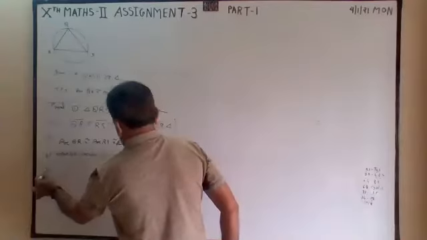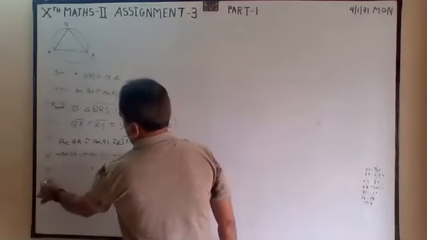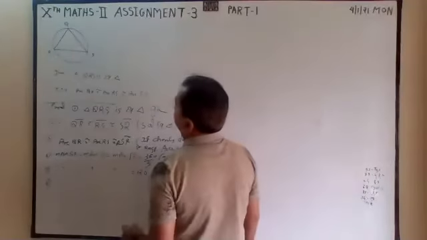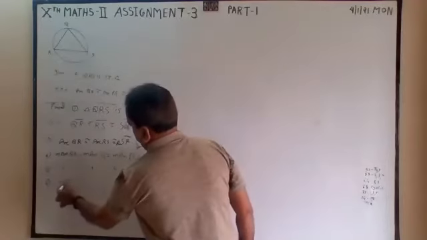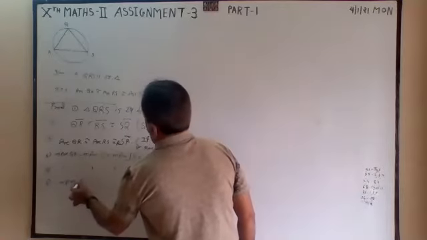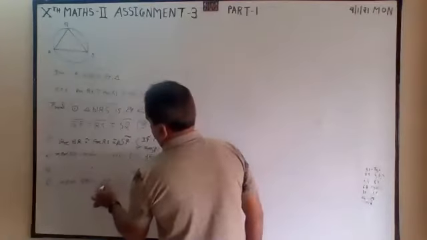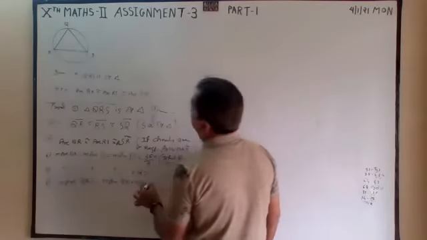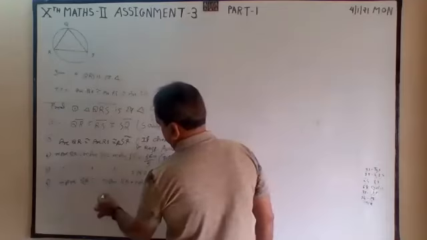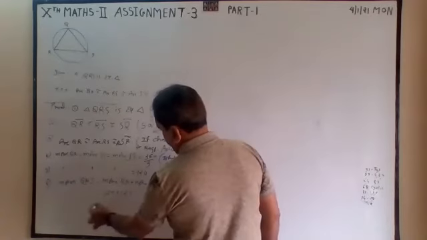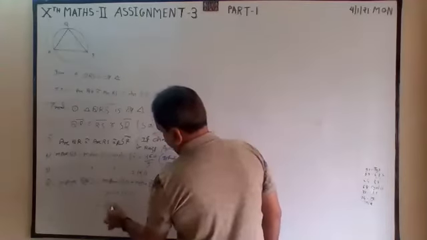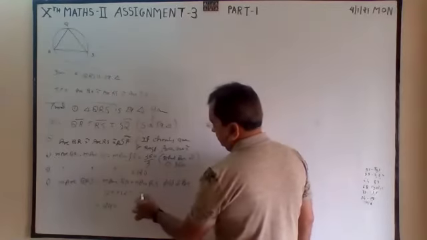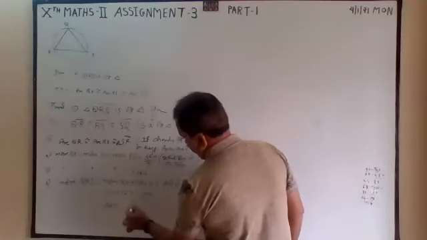So same. We want major arc QRS. Major arc QRS is equal to major arc QR plus major arc RS, 120 plus 120, 240 degree. Addition of arc, substitution, simplification.